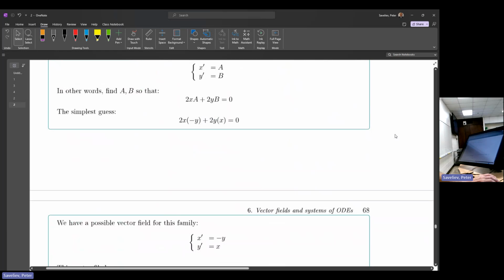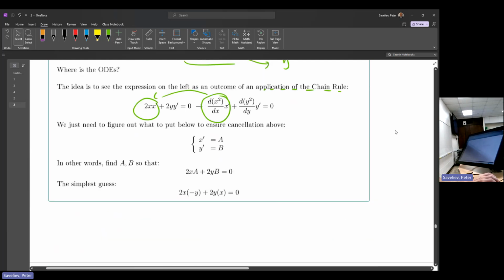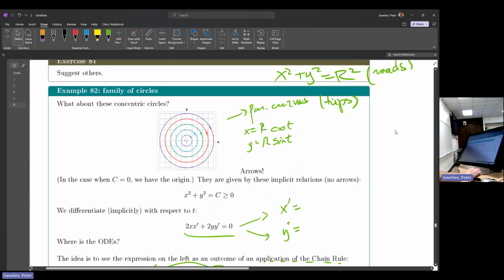So anyway, that's my differential equation. Once again, it can be written for my vector field as negative y, x, a very simple vector field. You can detect what it is from these pictures. They all look like this.